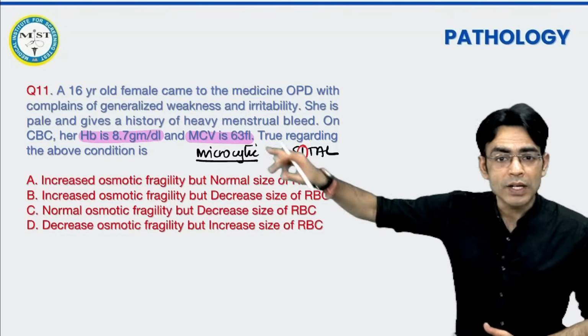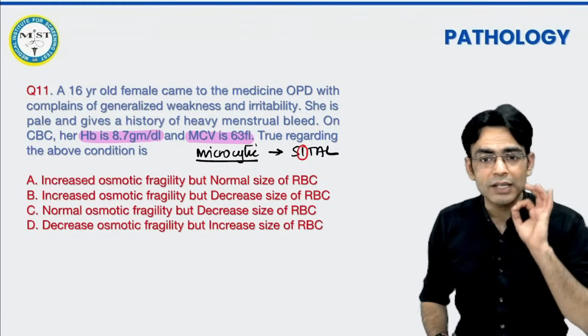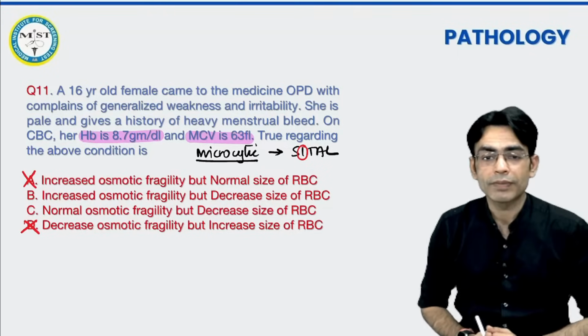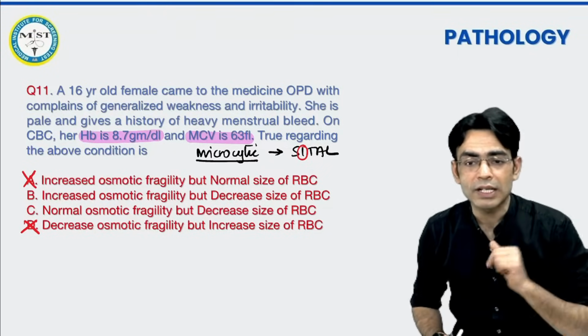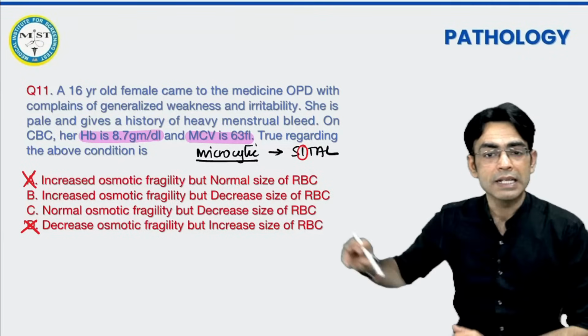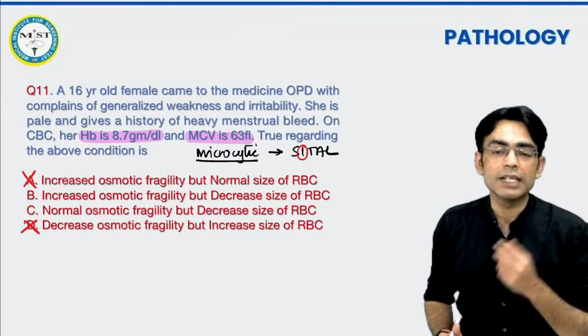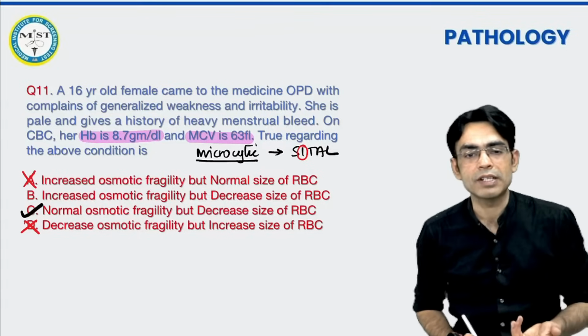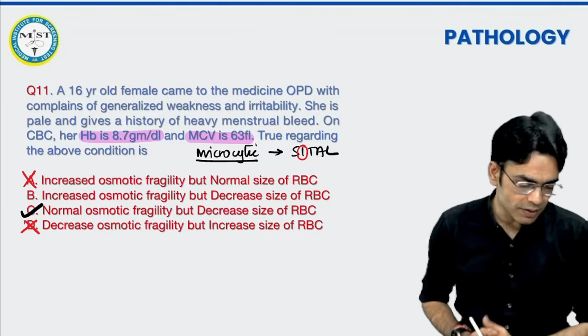No. And when your MCV is low, that means you have a decrease in the size of RBC. तो अगर समझ में नहीं भी आ रहा था तो बेटा A और D तो हो नहीं सकता था. Because here we are having either a normal size or an increase in size. That is not possible. Then we are only having decrease in size. Decrease in size में बेटा ये IDA का केस है. The correct answer would be normal osmotic fragility but decrease in the size of the RBC.